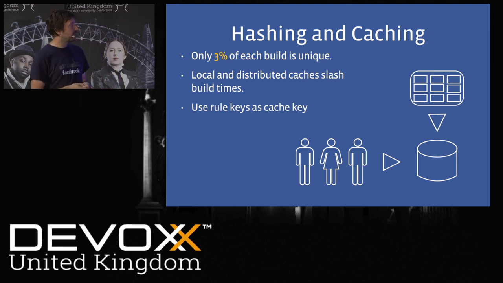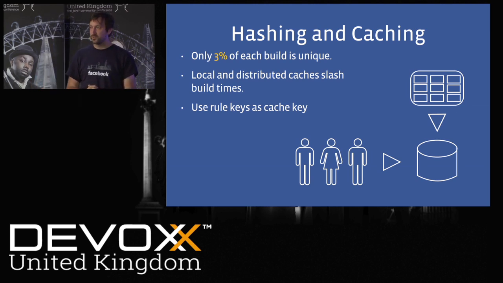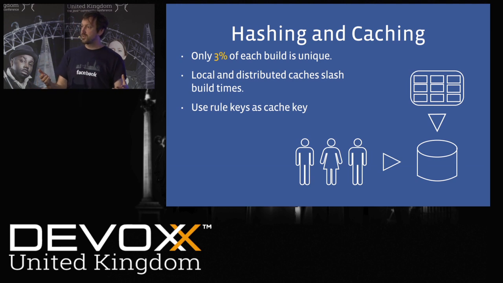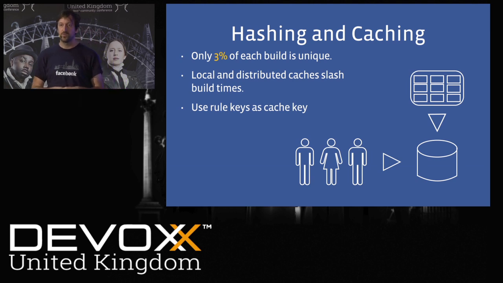That'll be nice. So we did some work at Facebook, and we took a look at how our builds were being done. We noticed that, on average, only about 3% of each build was unique, which meant that every time someone was doing a build and they weren't pulling from some sort of distributed resource, 97% of that was repeated wasted work. Computers are very good at repeated wasted work. This is why we make them mine Bitcoin for us. But it seems a bit redundant. We could slash our build times by avoiding that. So we built local and distributed caches, and that helped slash build times. The key into those caches was the rule key.